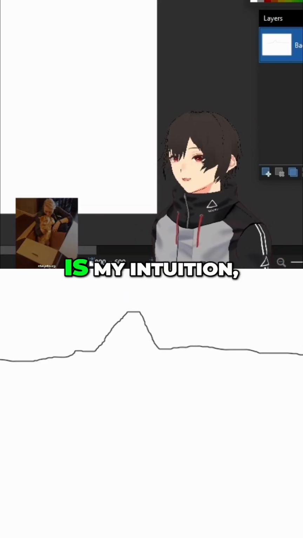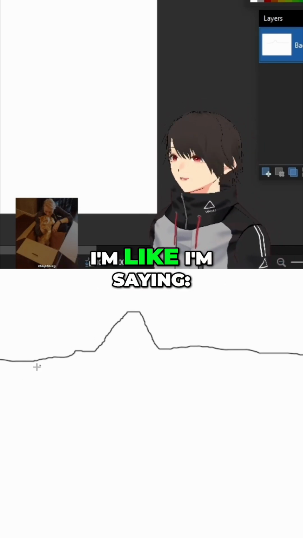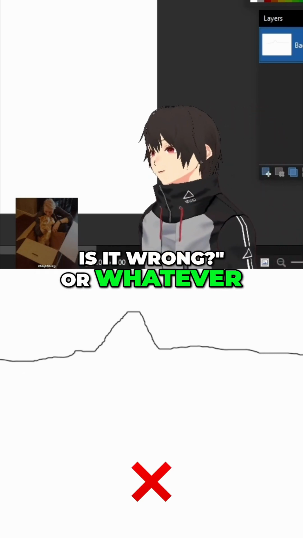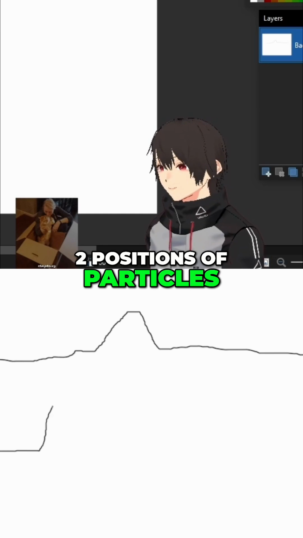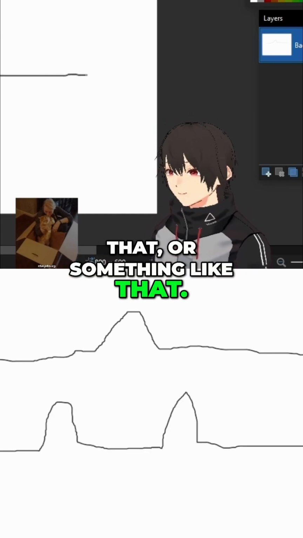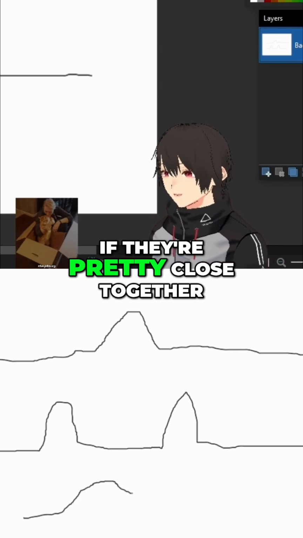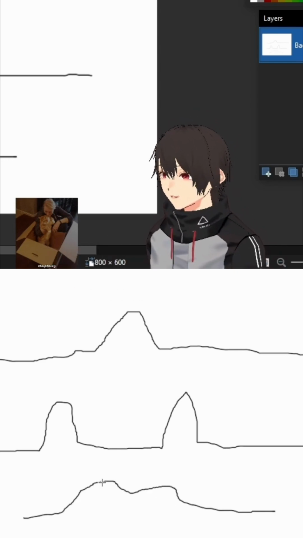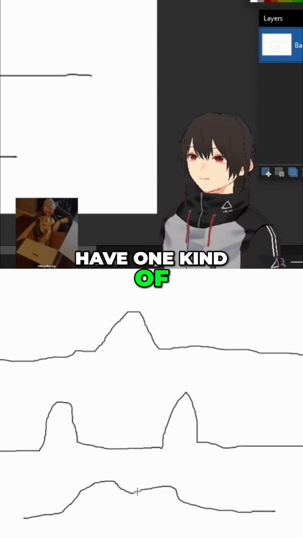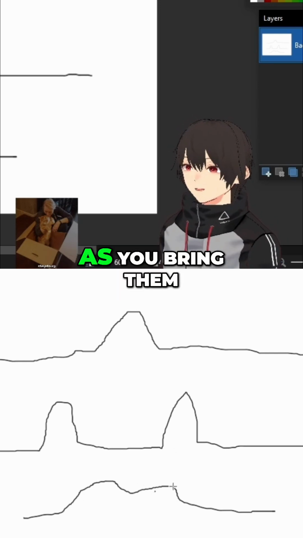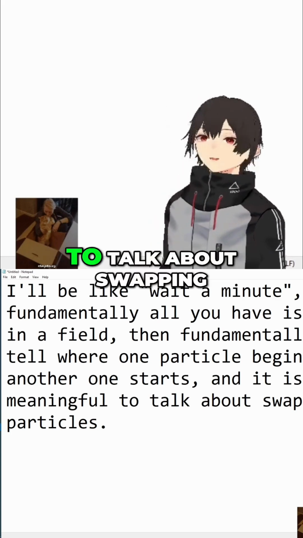I think this is my intuition, and so I'm checking it with the AI, right? I'm talking with the AI. I'm saying, here's my understanding. Is it right? Is it wrong, or whatever? So at some point, it's talking about swapping two positions of particles, and you can't do that or something like that. Like, you have two particles here, and if you swap them, you get a different answer or something like that. But I'm saying, if they're pretty close together, you might get something like this, right? And then it's hard to say, do you actually have two distinct particles, or you just have one kind of particle that's smushed out around as you bring them closer and closer together like that. So that's where I was saying it's not always meaningful to talk about swapping two particles.